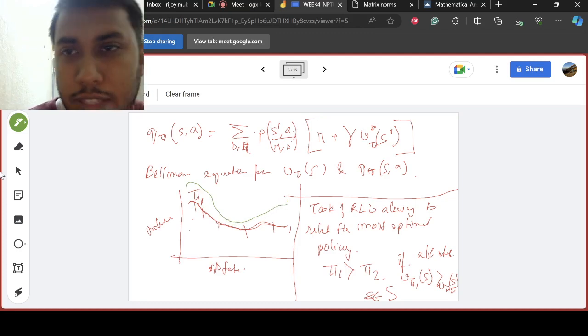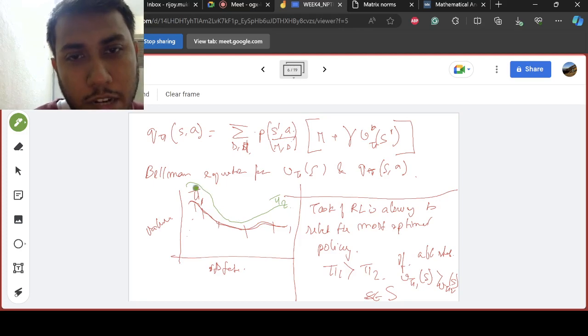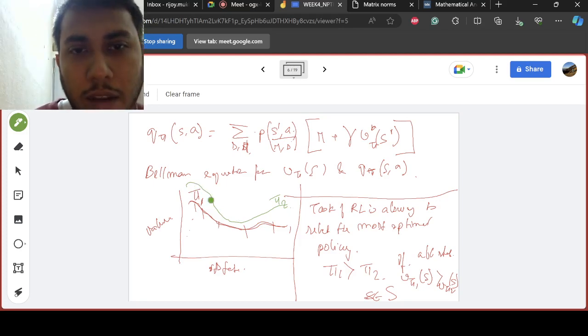So you see in this curve, let's say pi 2, the value at each state is better than pi 1. The value at each state is better than pi 1 if you look at the graph. Okay, so that says that pi 2 is better than pi 1.